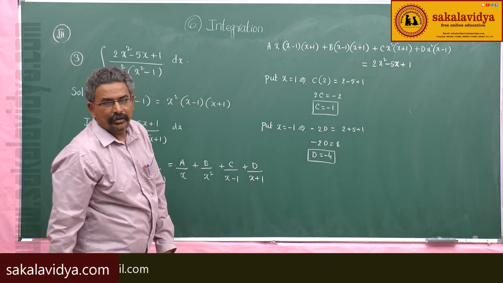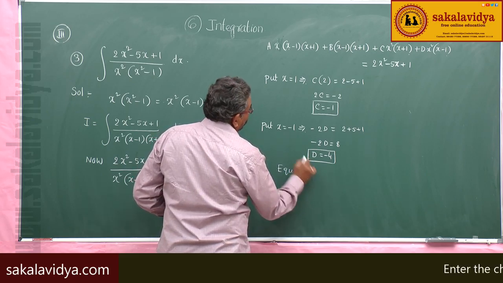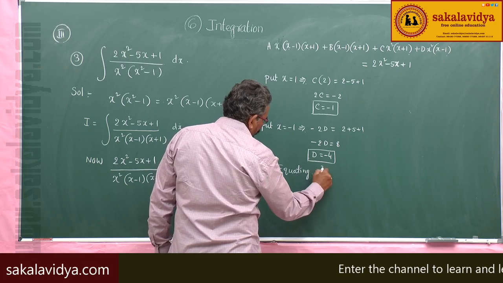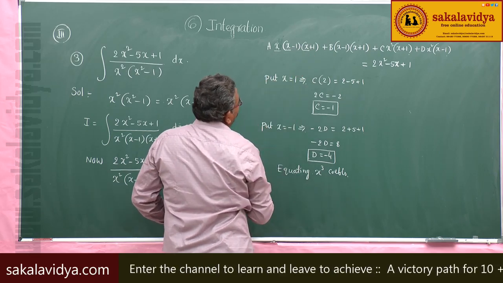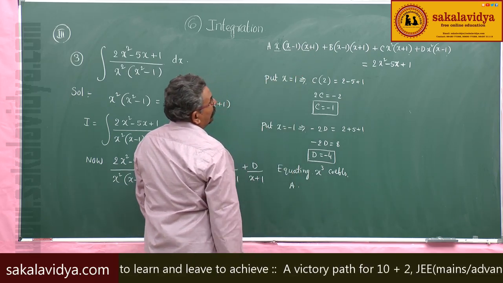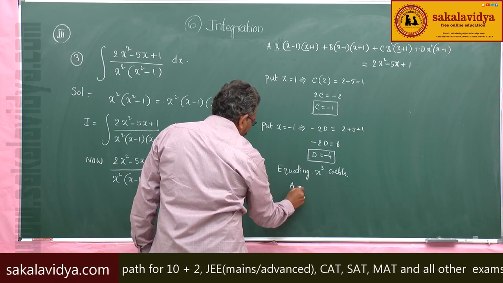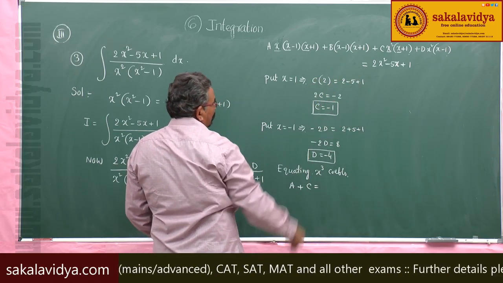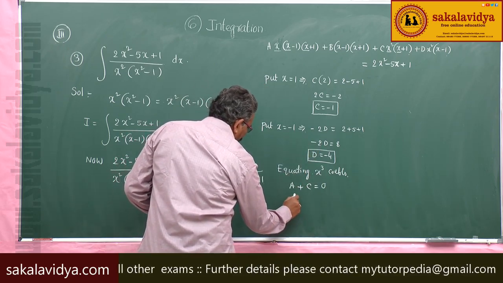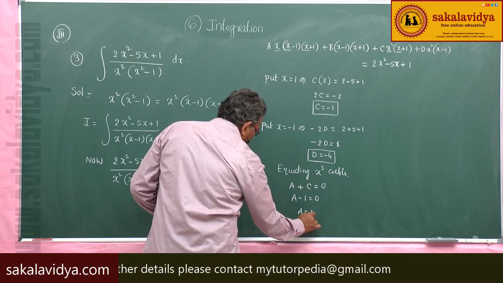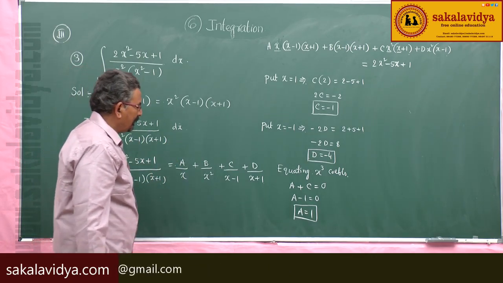Now, equating x³ coefficients. Equating x³ coefficients means x into x into x, x³: a, here x² into x: a plus c equal to, there is no x³ coefficient, so 0. Here we know the c value is −1, so a − 1 is equal to 0, a becomes 1. Now we know the a, c, d values. One more value, b, has to be evaluated.